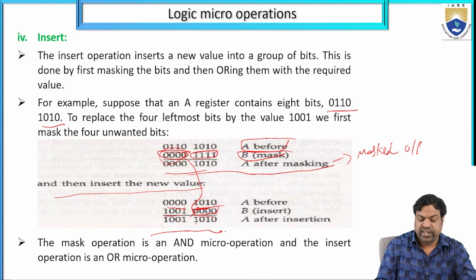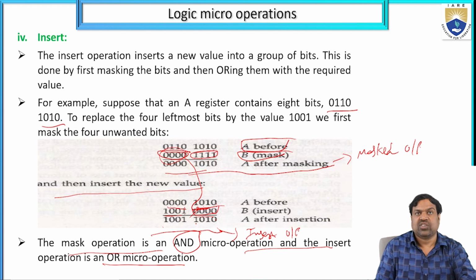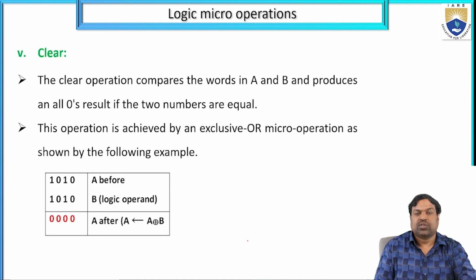What is the output here? It is the insert output. This is called inserted or insert output. The mask operation is performed, and after the mask I am applying the OR gate, that is called insert. Next one is clear.